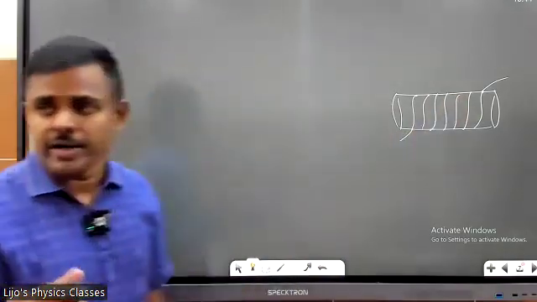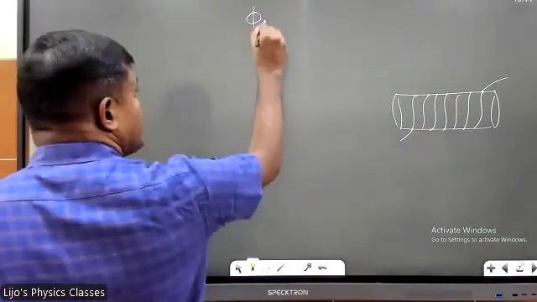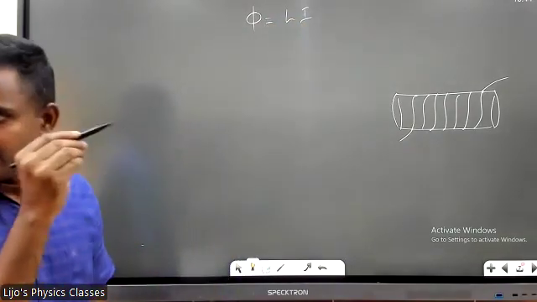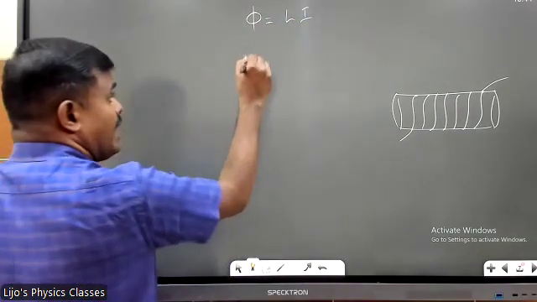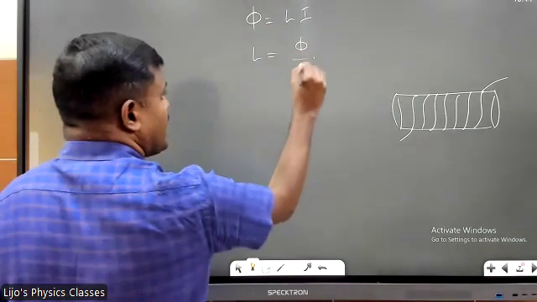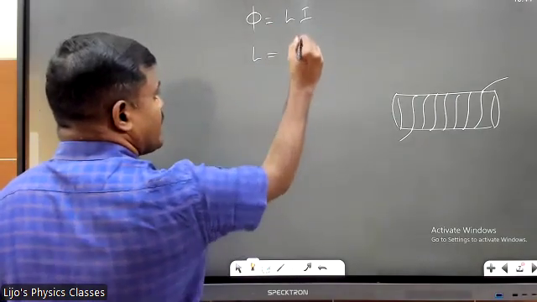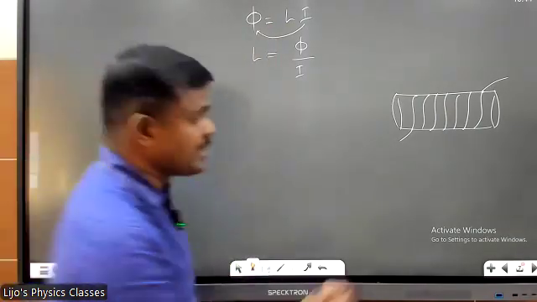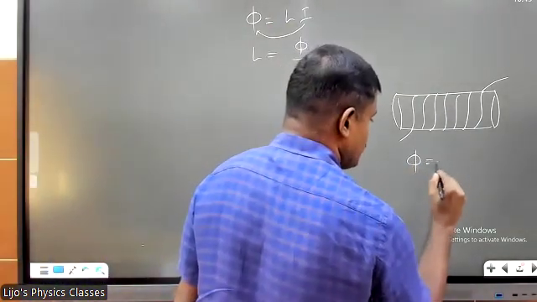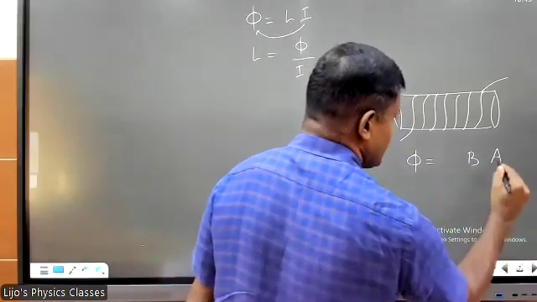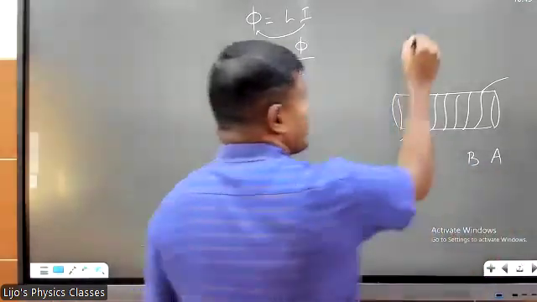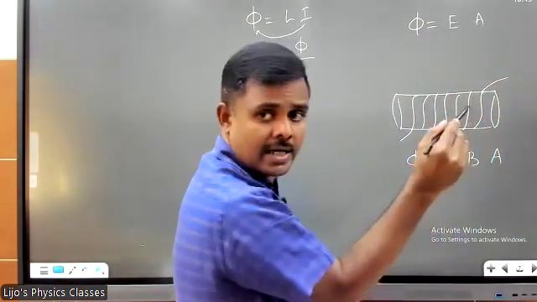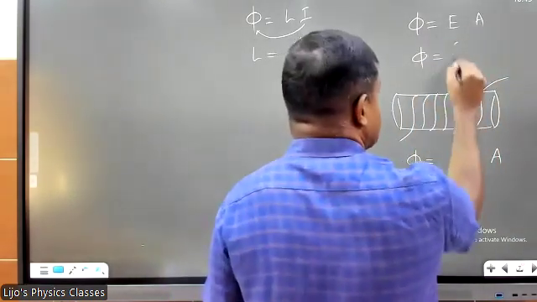I take a solenoid. What was the equation for phi? Phi was written as L into I, right? Now it's very easy. L is given by phi divided by I. I just took I to the denominator. What is the equation for flux? Do you remember the equation for electric flux as E into A? Flux is given by the integral of E dot ds.